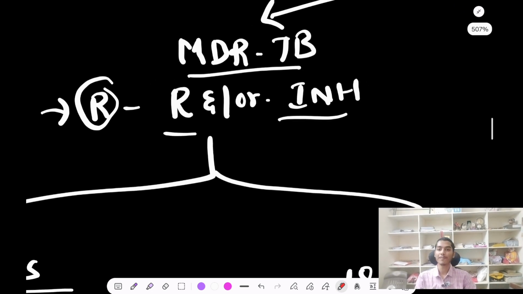So how to treat it? We have two regimens. One is the short-term regimen, that is the 9 to 11 months regimen. The other one is the long-term regimen, the 18 months regimen. See, TB is a very important disease to be treated because India is endemic for TB and we need to treat TB as early as possible. We will discuss about it in SPM also.